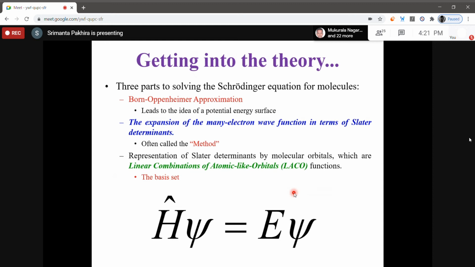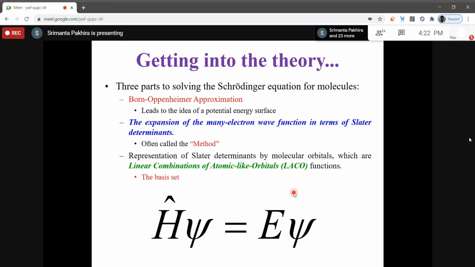But what is the significance of the Born-Oppenheimer approximation? I will teach everything in this lecture so that everybody can recap it. The outcome of the BO approximation leads to the idea of the potential energy surface, in brief PES. And when we expand the many-electron wave function in terms of a new concept called the Slater determinant, that would be the theory or method.